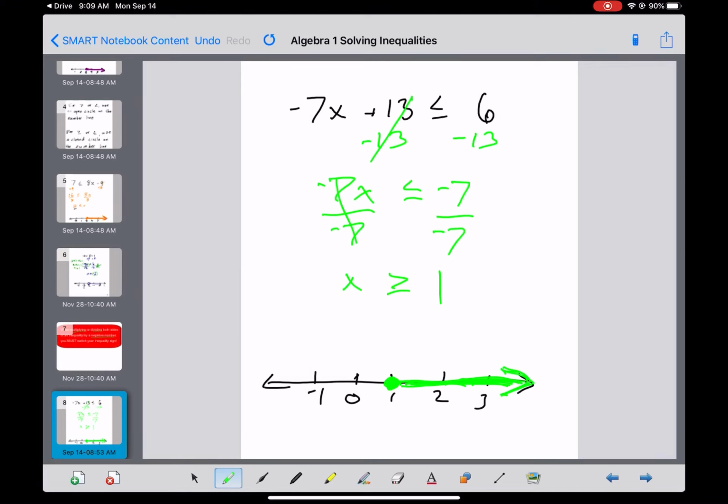So because we divided both sides by a negative number, we had to flip our inequality sign around. Please don't forget to do that, or you're going to be getting some problems wrong. Anytime you multiply or divide both sides by a negative number, flip your inequality sign.